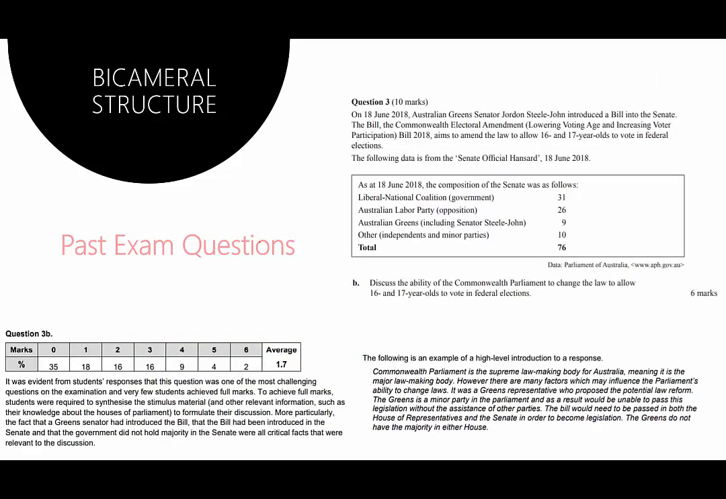And where this happened in a question was the 2018 exam in Section B, Question 3. And the question was, a case study, Australian Greens Senator Jordan Steele-John introduced a bill into the Senate about lowering the voting age. And it said, here is the Senate data. These are the people that have seats in the Senate. And the question was, discuss the ability of the Commonwealth Parliament to change the law to allow 16 and 17-year-olds to vote in elections. 6 marks.